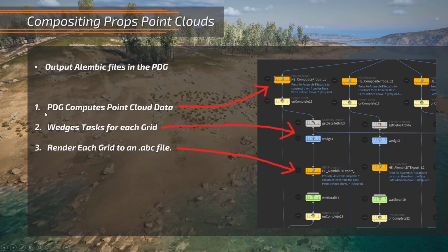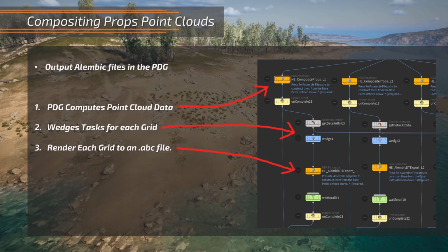So again, as a simple recap, the nodes up here compute the composite props data. Then we have a wedge that splits that into multiple tasks, one for each grid that we need to output. And that gets then run over this Alembic data table export node here, which will render out each grid to an Alembic file.